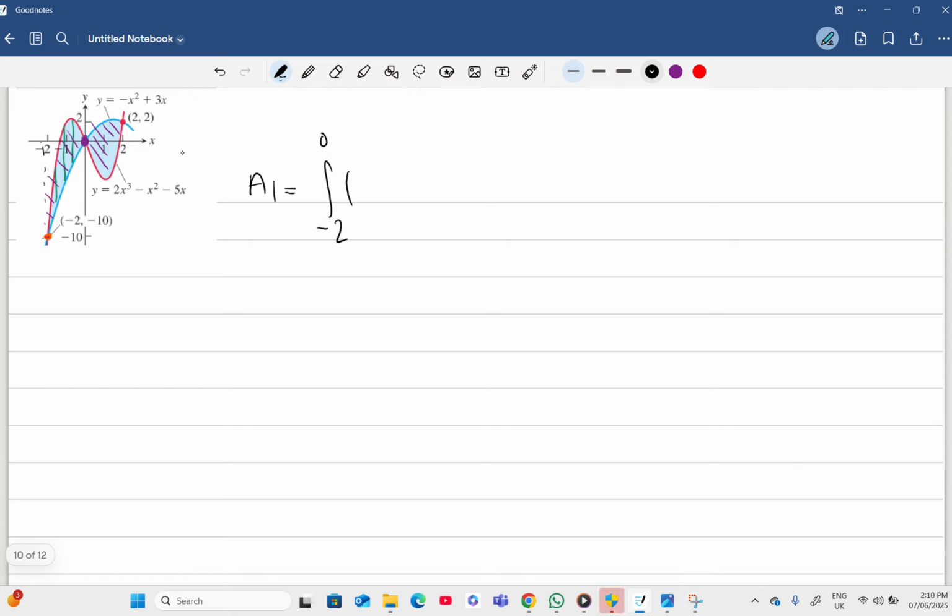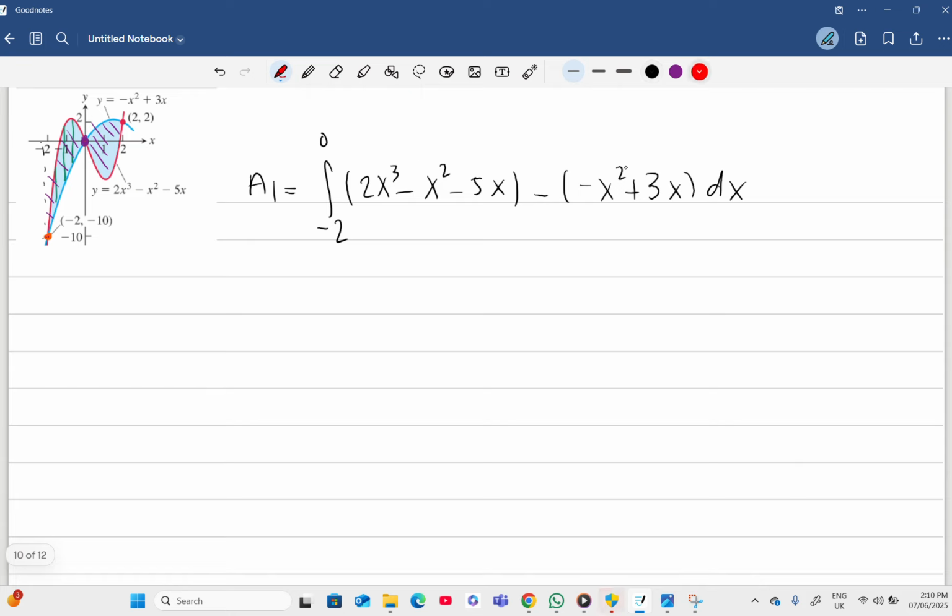And then which function is up? The red function, right? What is the red function? This one, which is 2x cubed minus x squared minus 5x, minus the blue function because it's the lower function, which is going to give me negative x squared plus 3x, and then dx.